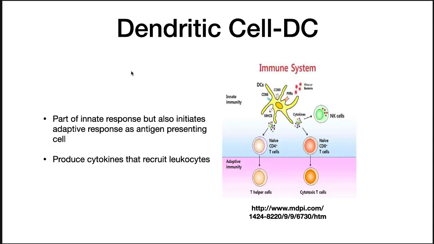Another thing that you'll see that's at the interface of the innate and adaptive immunity is dendritic cells. They are part of the innate response, but they also initiate adaptive responses such as antigen presentation. They will produce cytokines, and they also recruit leukocytes. We'll have more to say about them when we talk about acquired immunity.